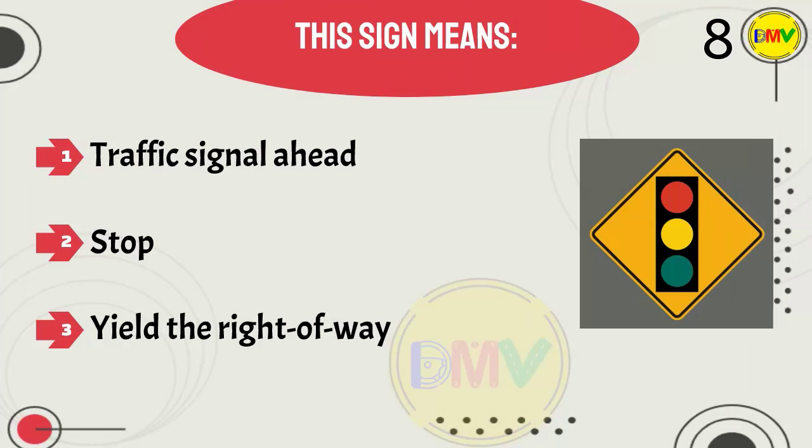The question 8. This sign means 1. Traffic signal ahead. 2. Stop. 3. Yield the right-of-way. The correct answer is 1. This sign warns of an approaching traffic signal.